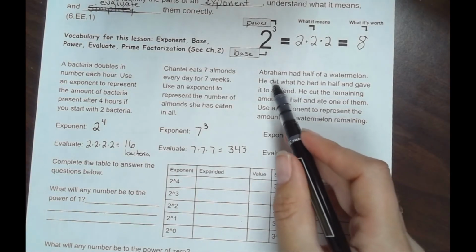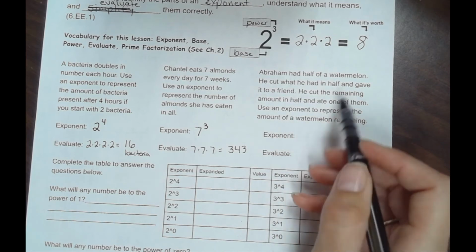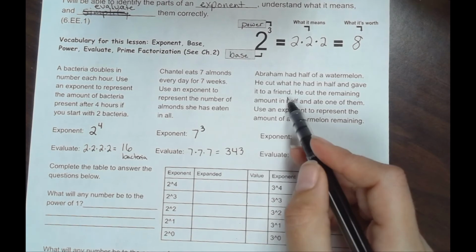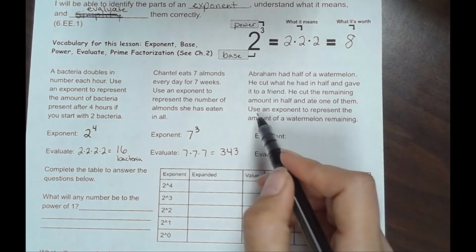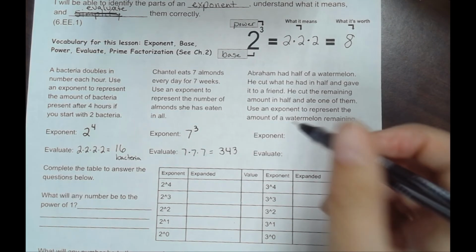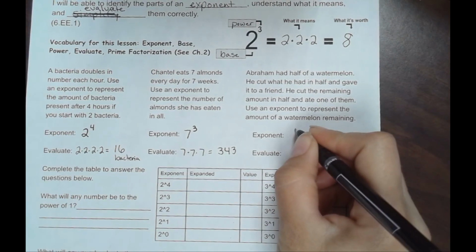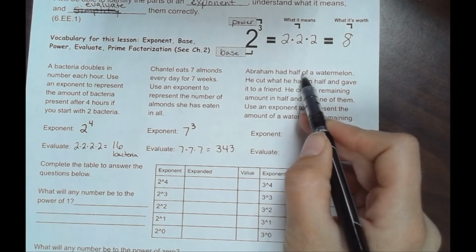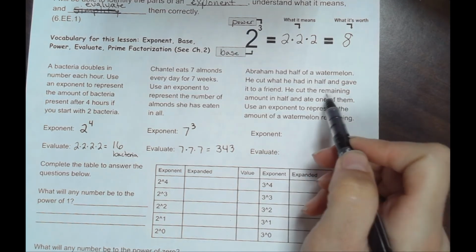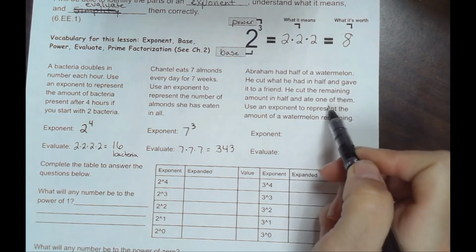Alright, let's try this one. Abraham had half of a watermelon. He cut what he had in half and gave it to a friend. He cut the remaining amount in half and ate one of them. Use an exponent to represent the amount of watermelon remaining. So, we have half. Then we cut it in half again. Then we cut that in half, and then he eats half.